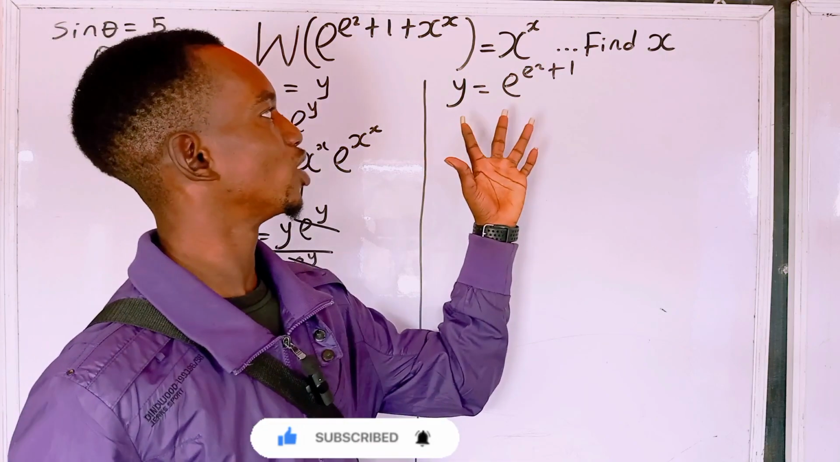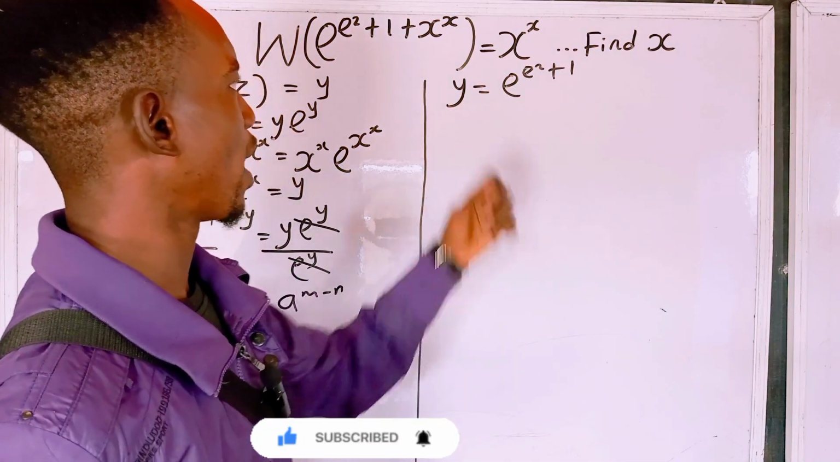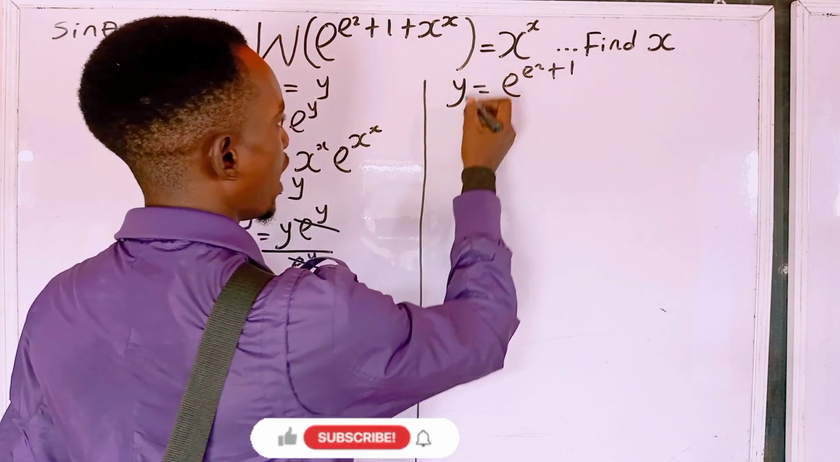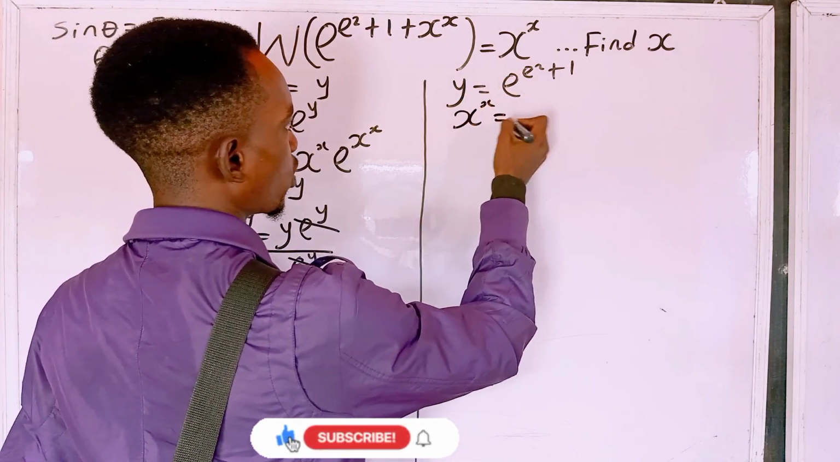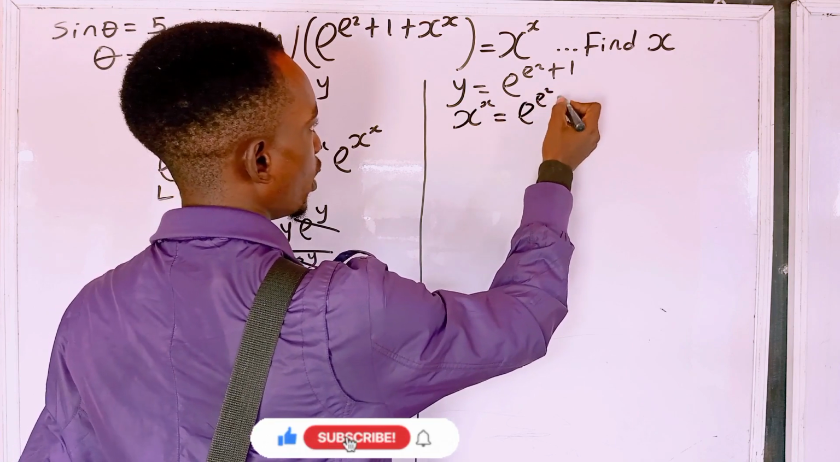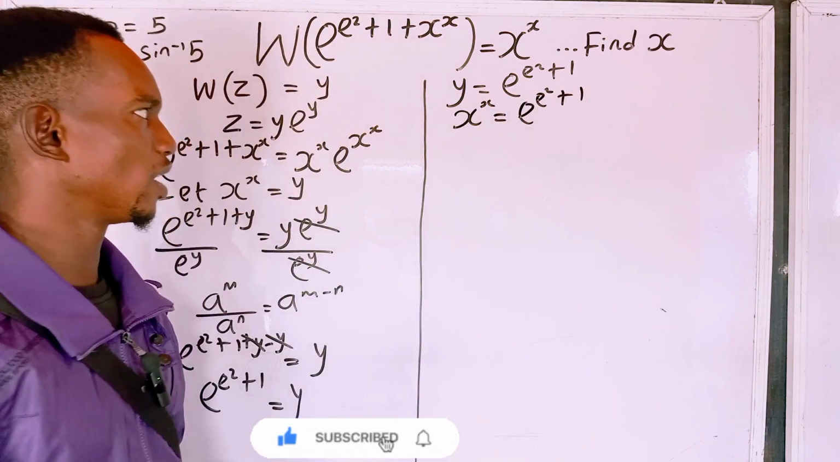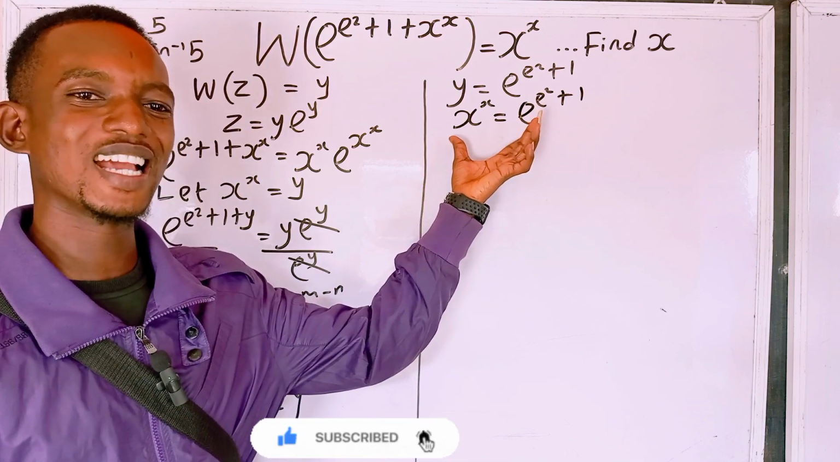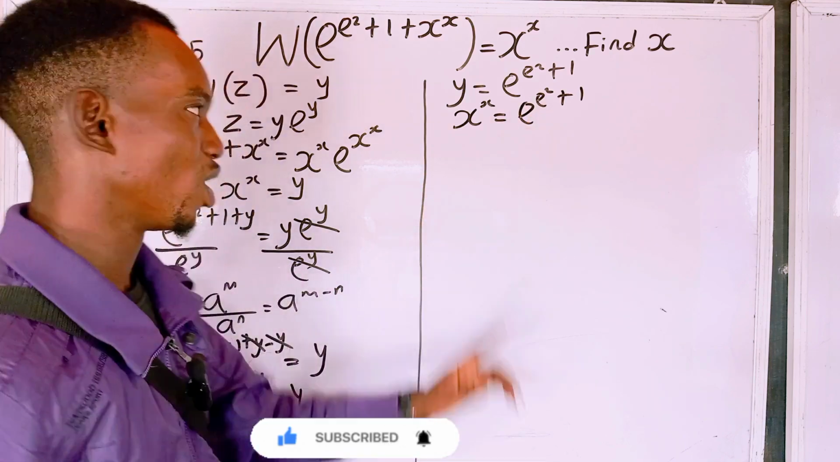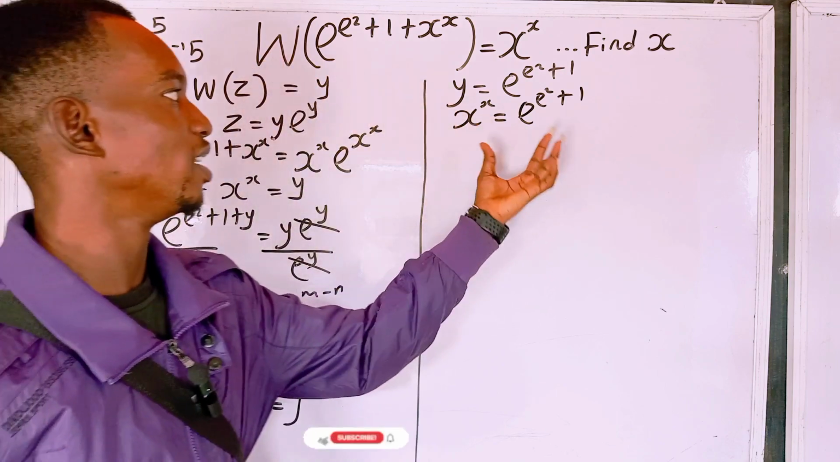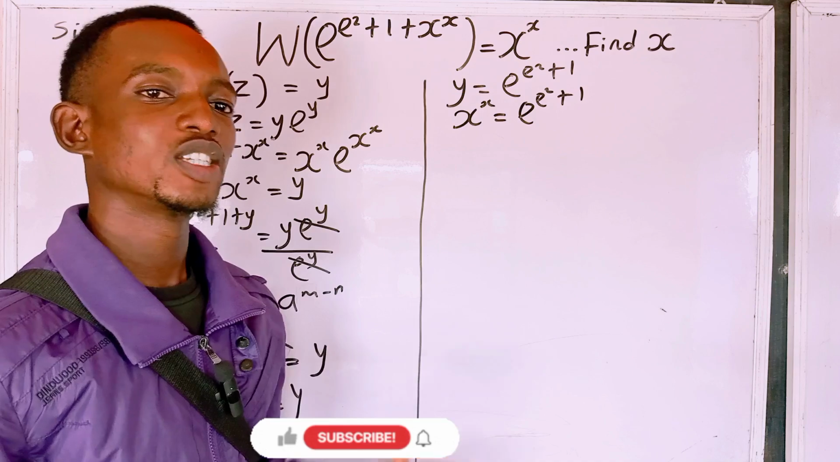So what do we do from here? Don't forget y, let us substitute back. y is x to the power of x, so x to the power of x equals e to the power of e squared plus 1. Now, how do we solve this exponential equation is the question. We have gotten rid of this and simplified. We got something like this. How do we solve this equation?